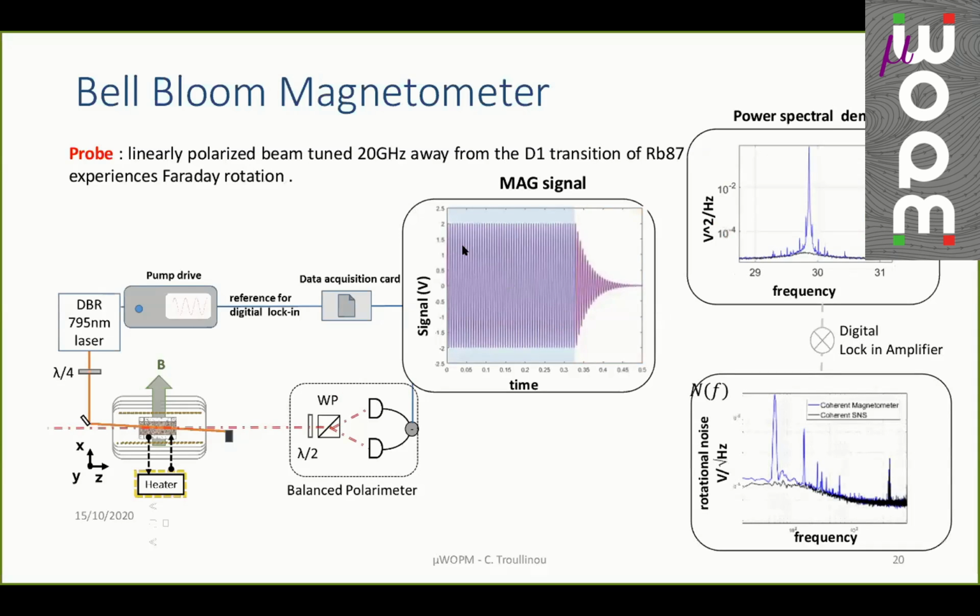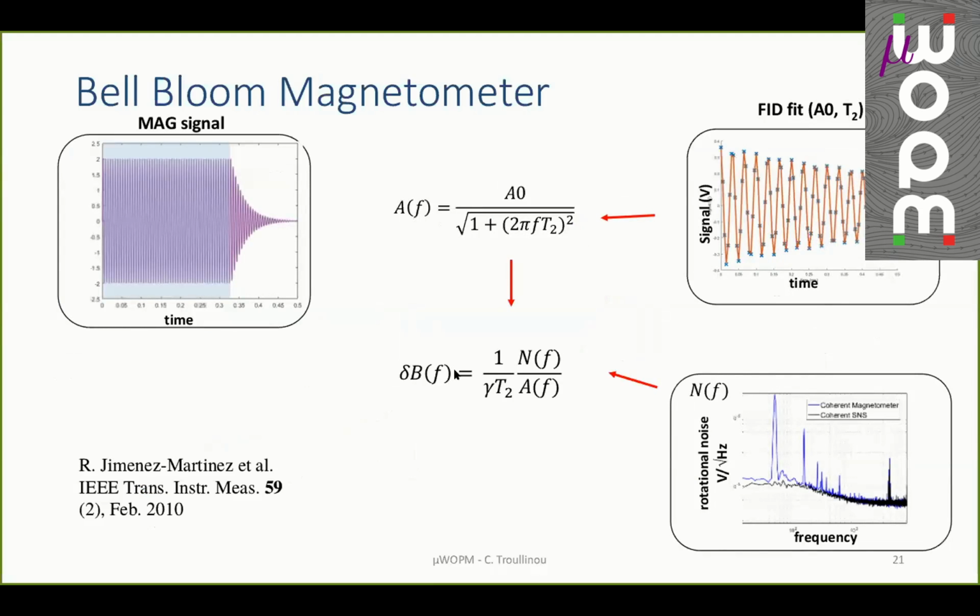Then for the sinusoidal part, the main part, what we get is the power spectral density and the rotation noise or polarization noise after the digital lock-in demodulation that uses the signal from the pump as a reference. Therefore, we now have the two parts of our equation for the sensitivity. We can get the responsivity using these two parameters, the A naught free parameter and T2, and we also have the noise, so we can calibrate the sensitivity of our magnetometer.